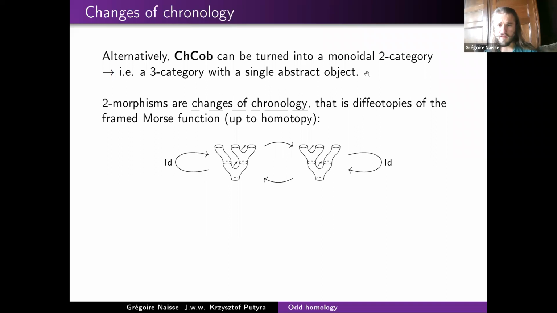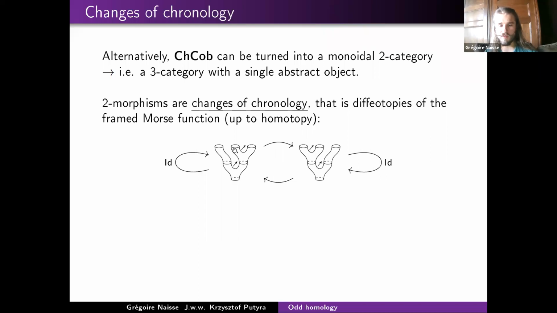One way to think about this is, usually a monoidal category is basically a two-category where you have just a single abstract object. And the hom space of this single abstract object is your monoidal category. And now here, a monoidal two-category, also called a Gray category, is just a three-category with a single abstract object. And the hom space of this abstract object is your monoidal two-category. And so you can do this by adding some two-morphisms or three-morphisms, if you are in this picture, given by change of chronology. So these are diffeotopies of the frame morphism function up to homotopy.